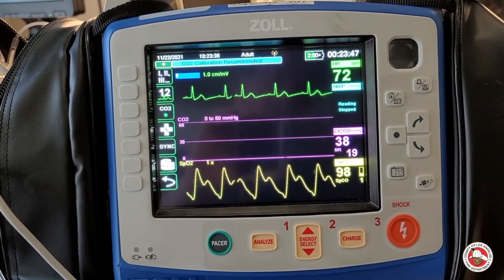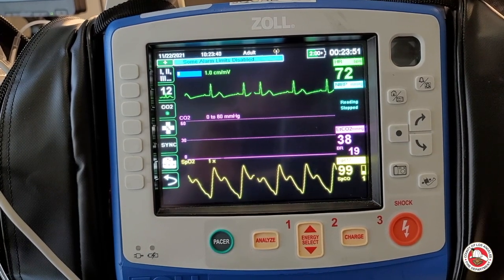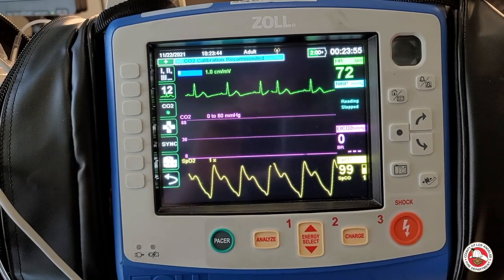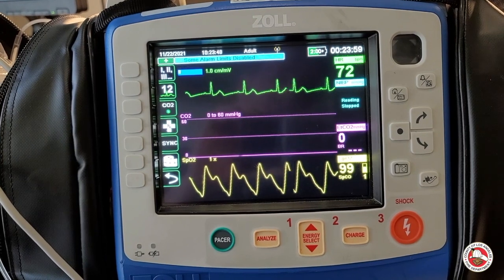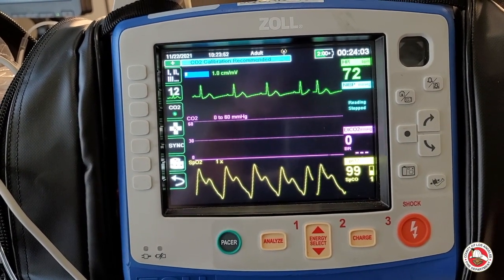At this point, I've been apneic, or holding my breath, for about 30 seconds, and still 99% on the O2 sat, and that capnometry number, if we weren't watching the waveform, just now finally turned to 0. 99% O2 sat on a patient that's not breathing. You can see the value of capnometry.